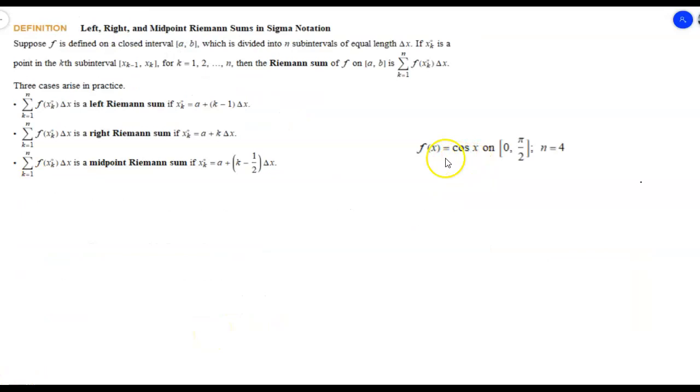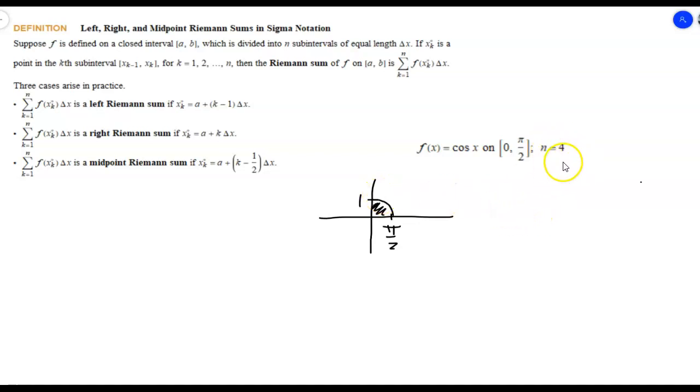So let's go ahead and take a look at the function of cosine of x on the interval from 0 to pi over 2. So if I was going to draw a little bit of a graph here, we know here's 0, here's pi over 2. It starts up here at 1, and it comes down here. So we're looking for this curve here between (0, 1) and then (pi over 2, 0). So this is the curve that we're looking for, the area under the curve.